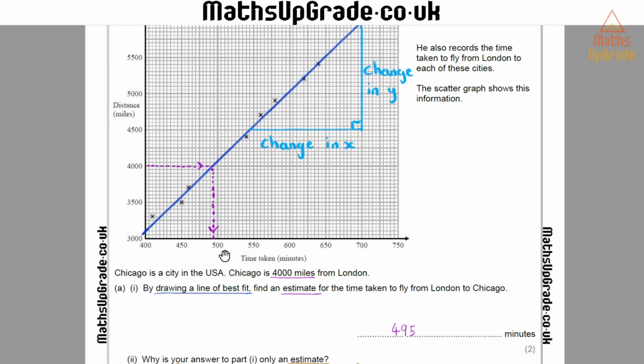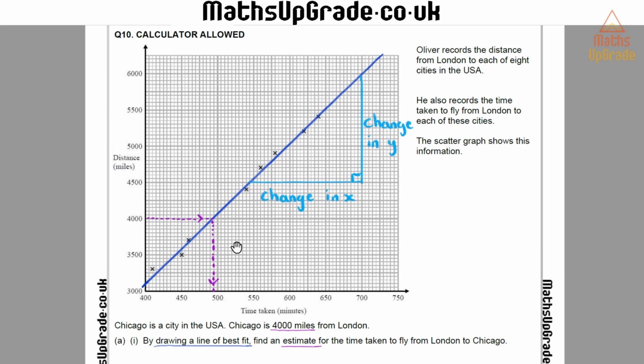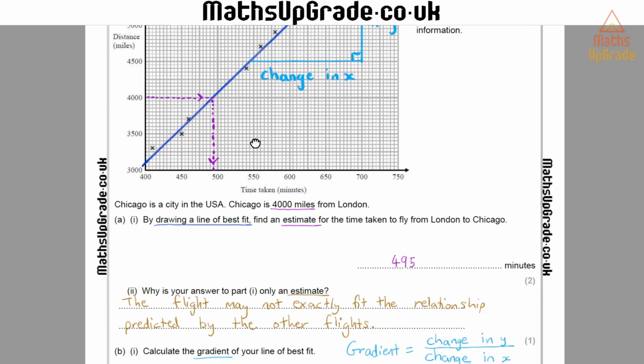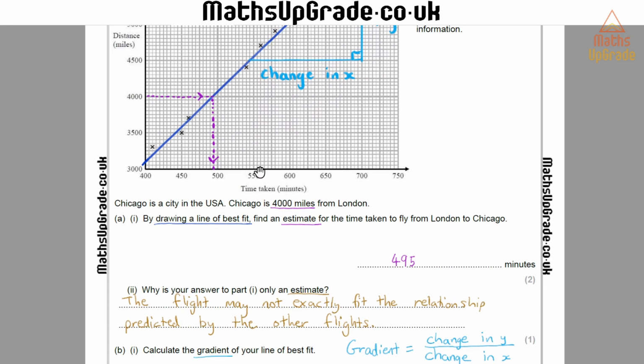Why is our answer only an estimate? It's only an estimate since it's based on the relationship predicted by the other flights here. Right? So this flight for Chicago may be slightly different. That's why it's only an estimate. It's not the exact answer.